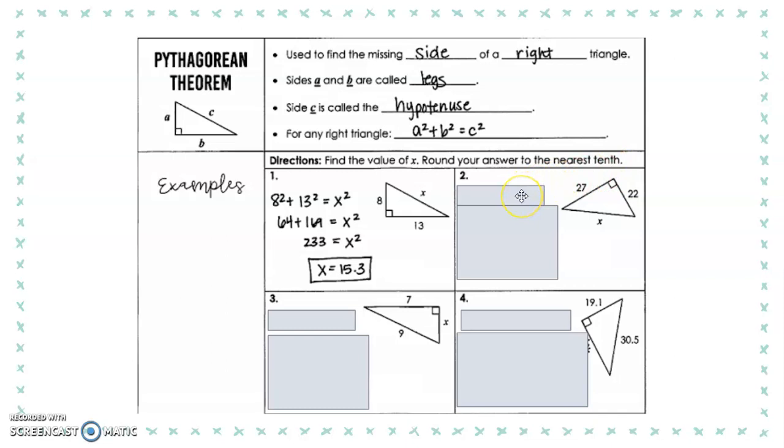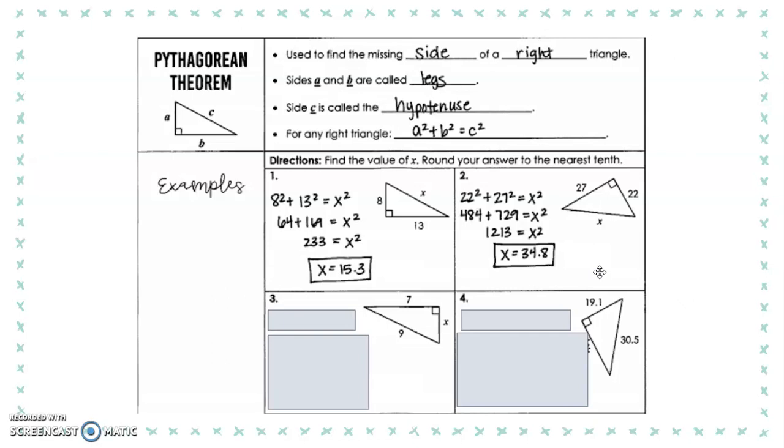Number two is the same way. We were given our two legs. I know they're my legs because they're the sides sandwiching my right angle. And I want to find that hypotenuse. So I'm finding my C. When I solve, I get my decimal approximation.